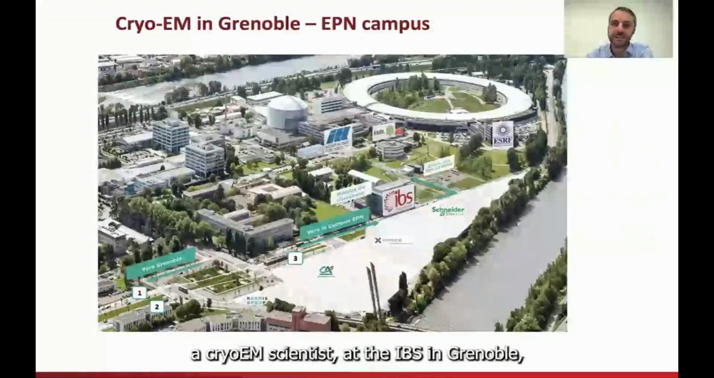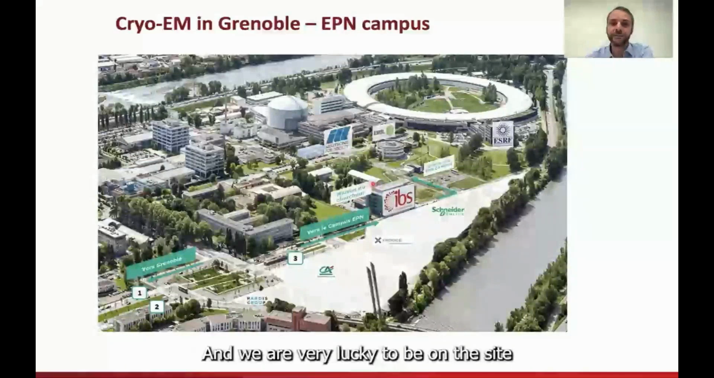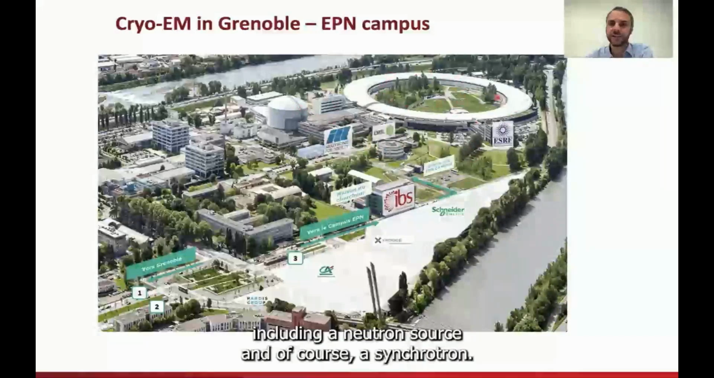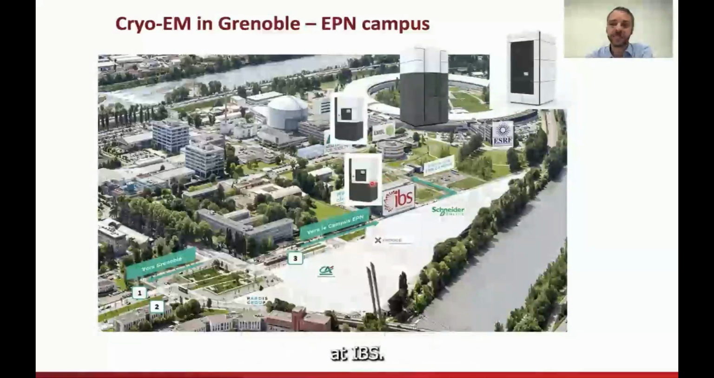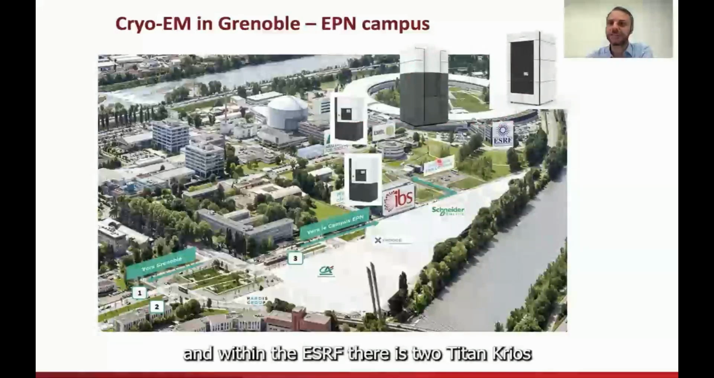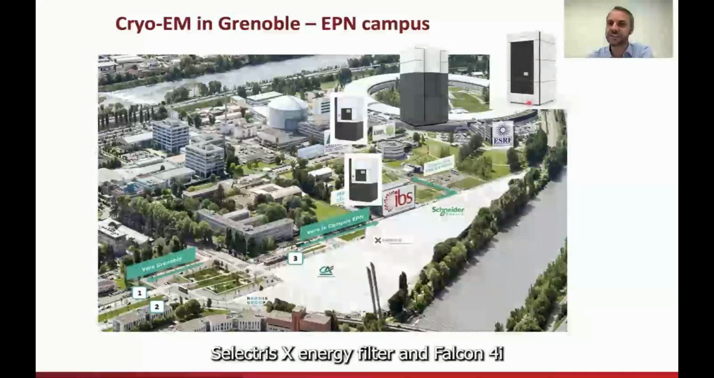So I'm a CryoEM scientist at IBS in Grenoble, which is an institute dedicated to structural biology. We are very lucky to be on site with all the instruments for structural biology, including a neutron source and, of course, a synchrotron. CryoEM-wise, on the site, we have a Glacios at IBS. There is a second Glacios at the EMBL outstation in Grenoble. And within ESRF, there are 2 Titan Krios, including G4 with Cold FEG, Selectris X energy filter, and Falcon 4i.